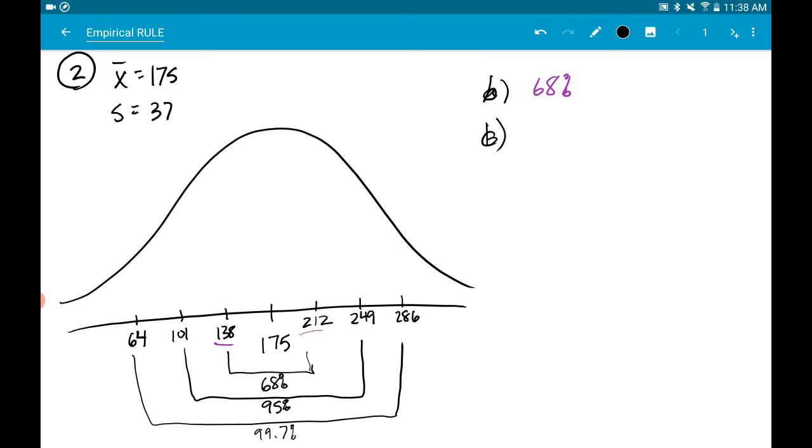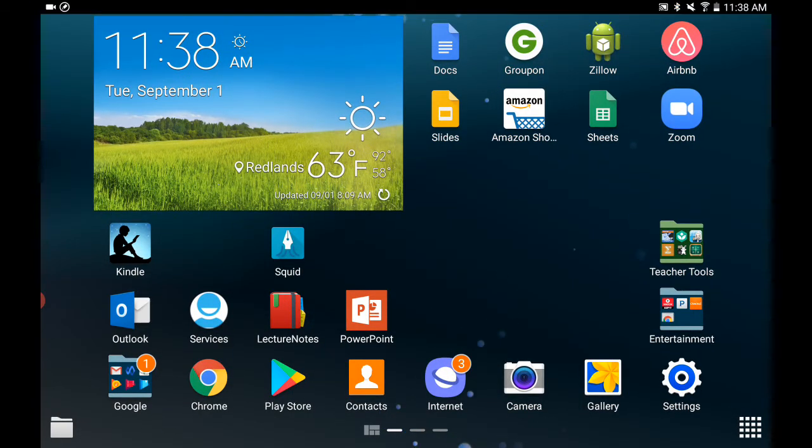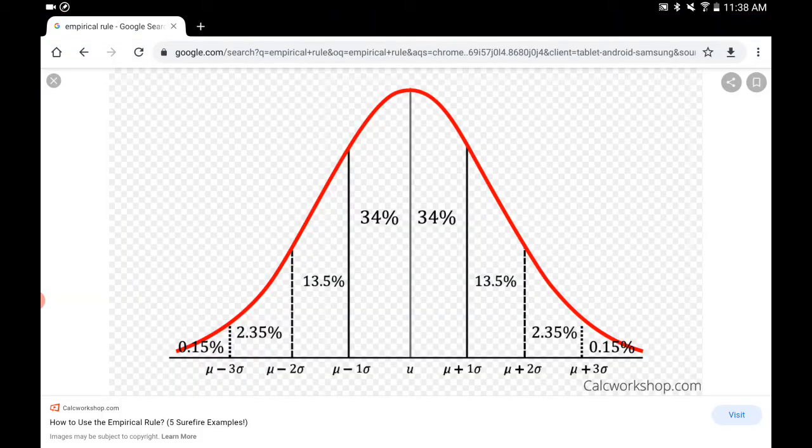This is letter C. What percent falls within 101 to 249? So 101, up here, we're talking about 2 standard deviations. And the name of the rule is 68, 95, 99.7. So the answer to C is actually 95%. I posted a picture on the website, and I Googled it just to have access to it. But a similar picture looks like this. And so the idea is if you break them down into chunks, you can start adding these numbers together, which you're going to have to do in a second.